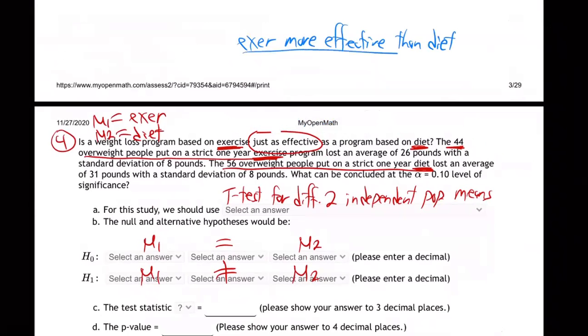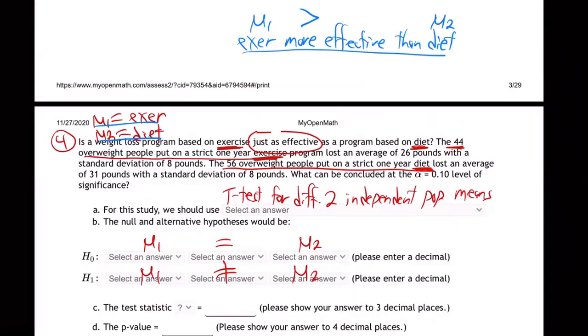So what would we do with that? If we did that, remember, this is mu1 and this is mu2, right? Exercise is mu1 and mu2 is diet. That's just the order in which they came in the words. So it would be greater than? Yeah, normally more means greater, doesn't it? But this one has a trick.